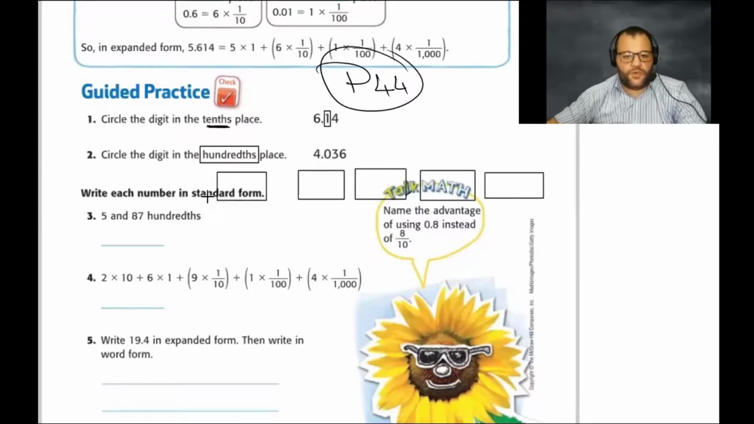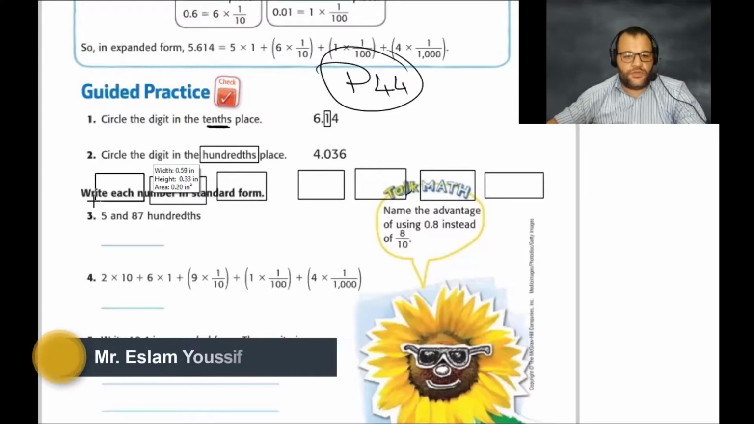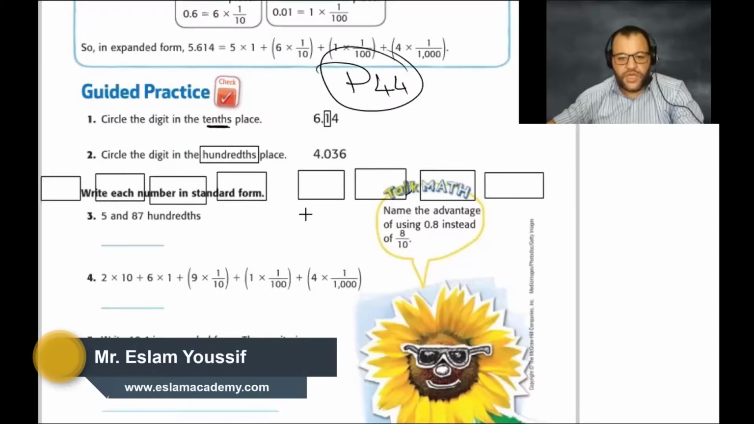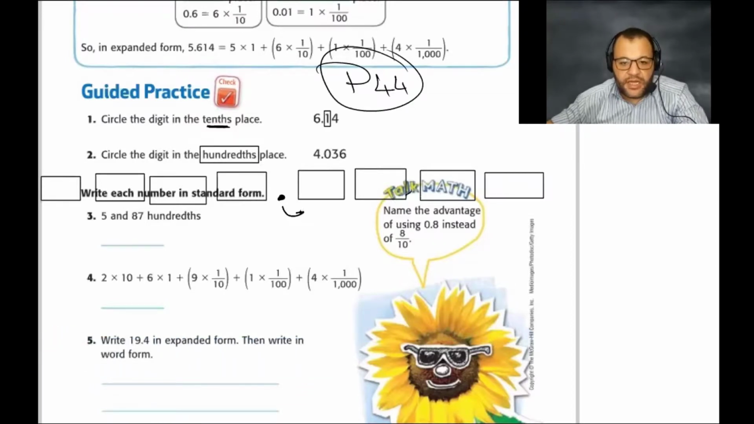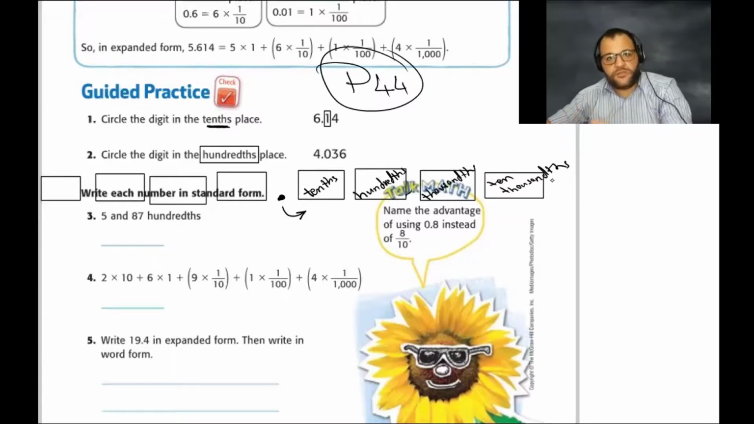And here we have 1, 2, 3, and 4. Suppose that we have a decimal here. At the right, there is a decimal number. So what is the first place value at the right? Tenths. After that, hundredths. The next will be thousandths. The next will be ten-thousandths. The next will be hundred-thousandths, millionths.